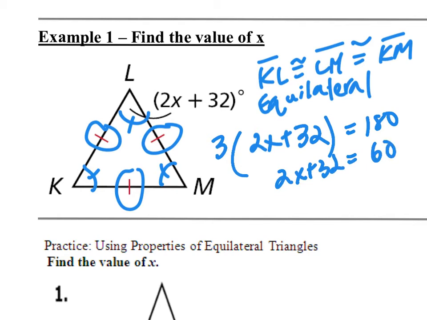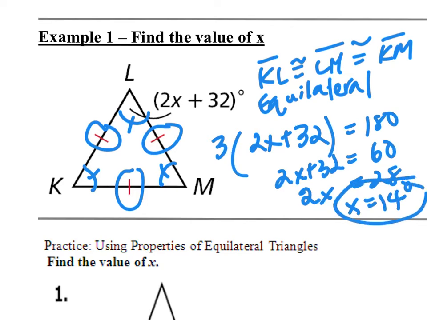Because we discussed that in an equilateral triangle, every angle is equal to 60 degrees. So if one angle equals 2x plus 32, then 2x plus 32 equals 60, right? So if I'm solving for this, I get 2x. I'm going to subtract 32 on both sides to get 28. And I get that x equals 14, right? Let's try our next one.